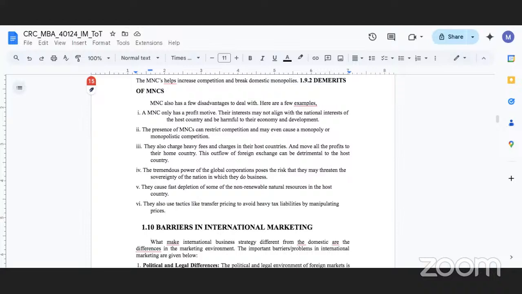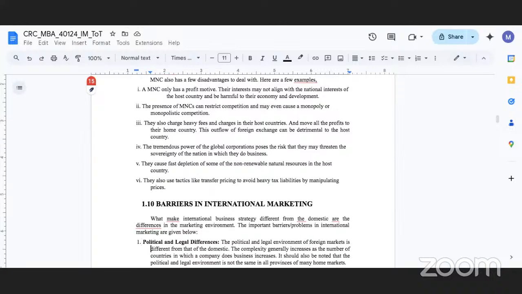The second one is the presence of MNCs can restrict competition. It may in some instances cause even a monopoly or monopolistic competition. For example, when you're talking in terms of the FMCG products that are being sold in India, we see that though it is not a monopoly stage, there are only a few players that are operating locally. So they also charge heavy fees and charges in their host countries.